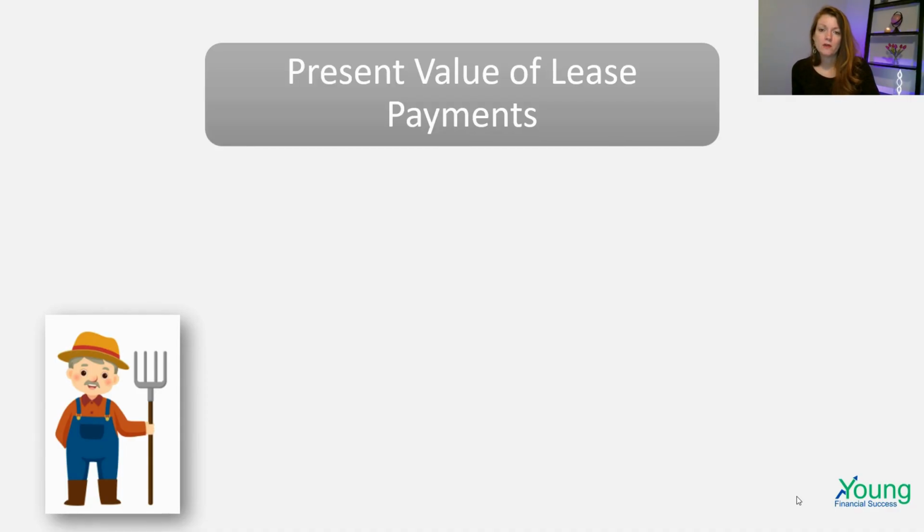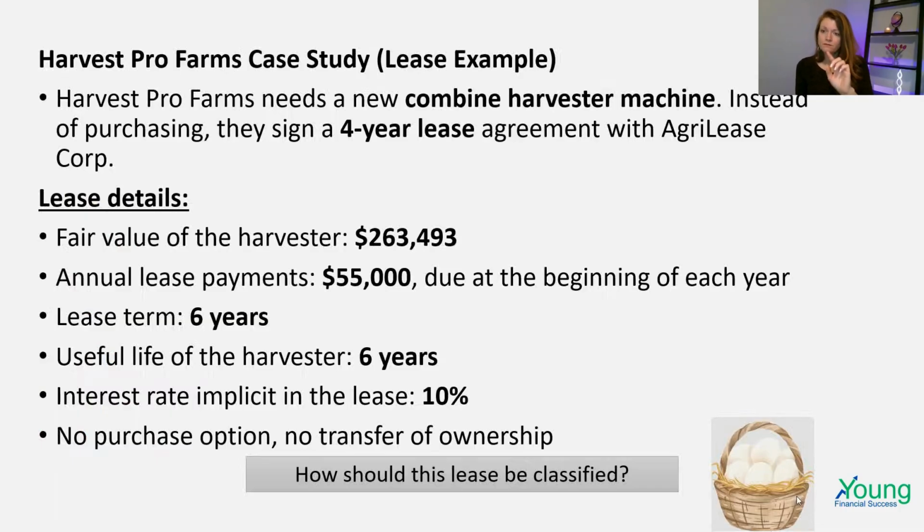As you saw, let me go back one slide here. The annual lease payments are due at the beginning of each year. Now, when we've done present value and present value of an ordinary annuity, the payments were due at the end of each accounting period. Here they are due at the beginning. That's how most leases work, right?